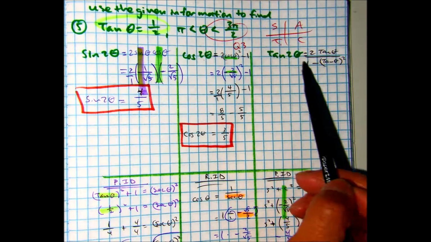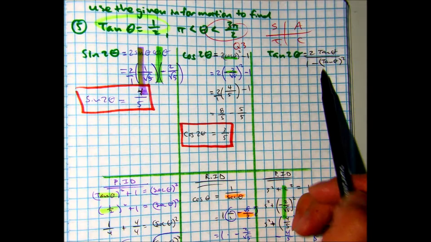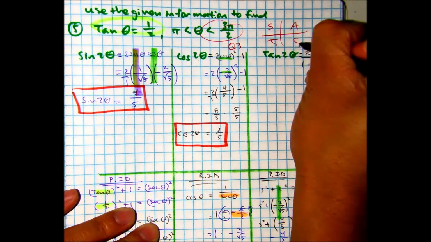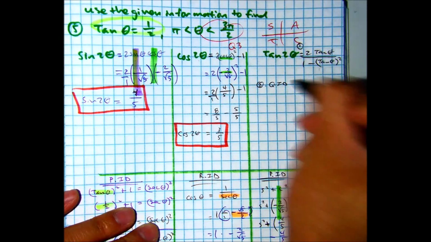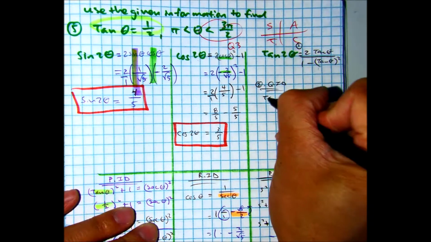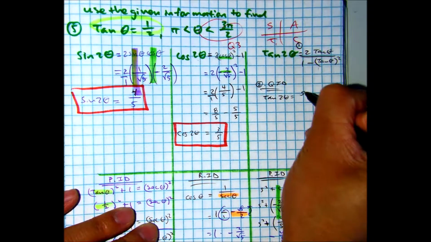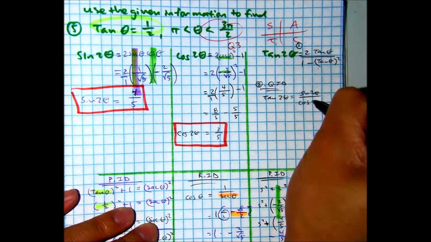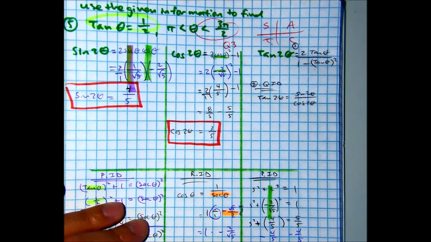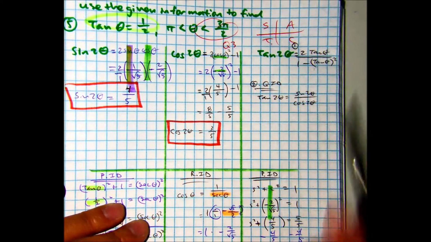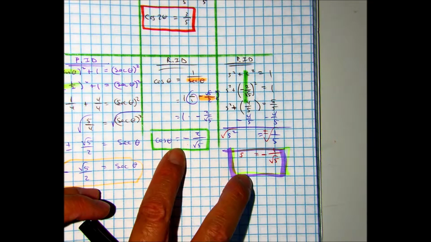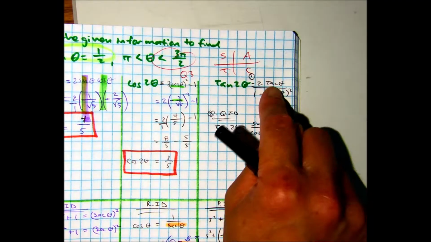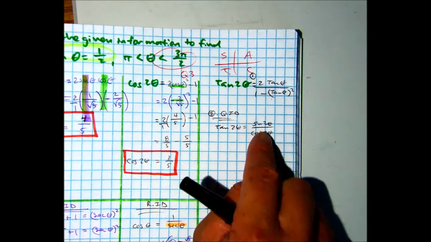Tangent of 2 theta, you can use this, or we can also use what? You can use a variation of the quotient identity, and it works. You can use tangent of 2 theta equals sine of 2 theta over cosine of 2 theta. I'm going to use this one. The reason why is that I don't want to find tangent using the quotient identity and then have to put it back into this formula. Does that make sense? I can just use these two.